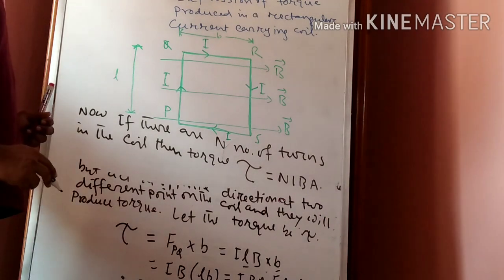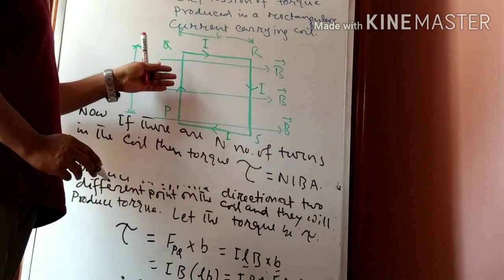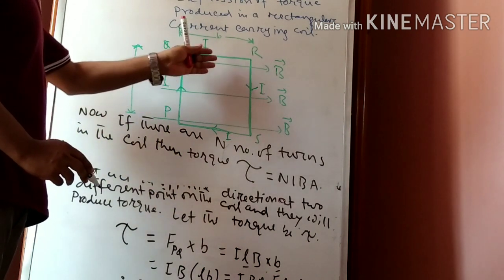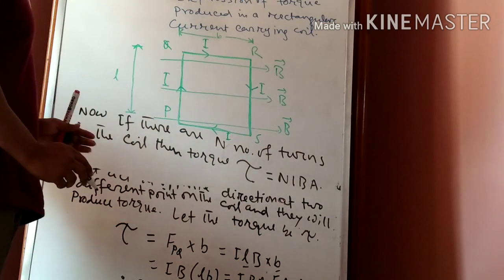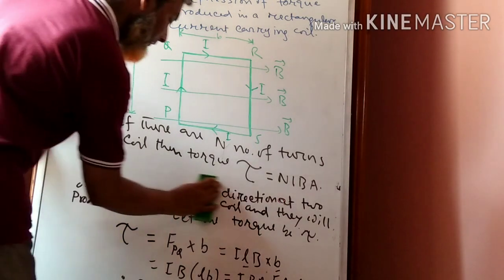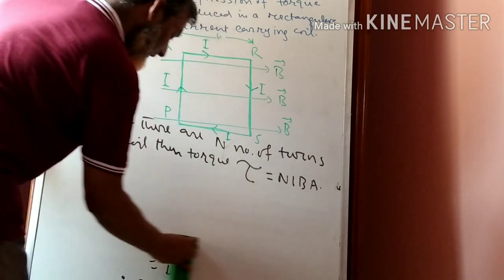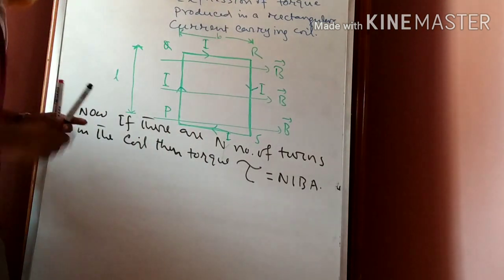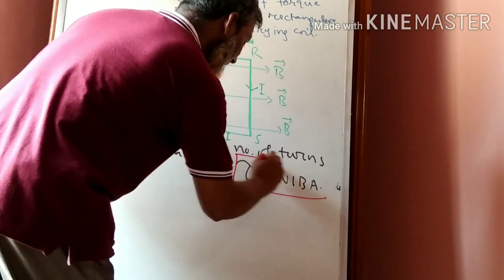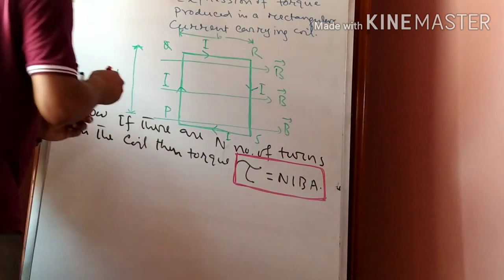You understand? And if the rectangular coil is not placed perpendicular to the magnetic field, if the coil is placed at any angle with the magnetic field, then what will be the torque? So you write, if the coil is placed... so here we get the expression of the torque for a coil of n turns, when the coil is placed perpendicular to the magnetic field.